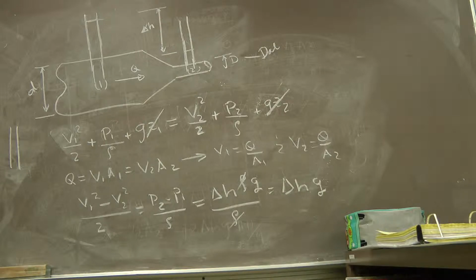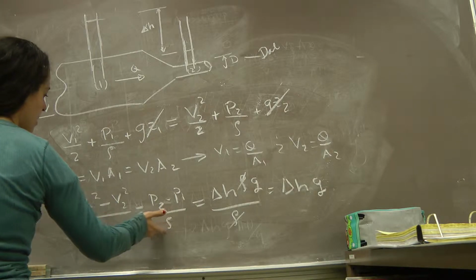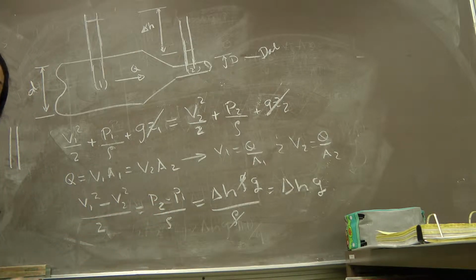So what I'm now going to do is bring all the velocities on one side, because I'm going to express everything in terms of Q. I can express V1 and V2 both in terms of Q. So that's exactly what I do. I bring all the V's on one side, and all the P2s and P1s on the other side. And because I'm treating delta H as a known, I give you the pressure difference.